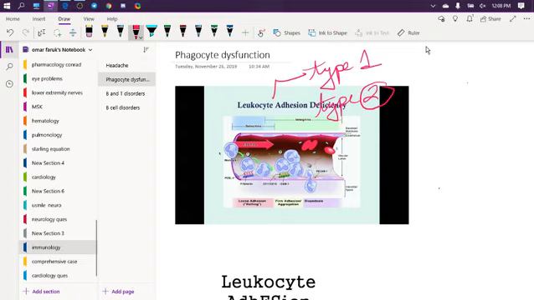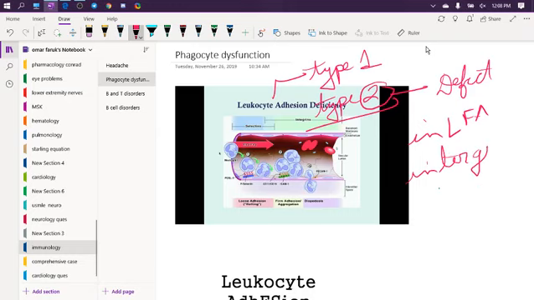So if there is deficiency of leukocyte, that means if there is a defect in LFA integrin, in type 1 leukocyte adhesion deficiency, the defect is in CD18, where there is defective LFA integrin. So there is impaired migration and chemotaxis of this leukocyte.